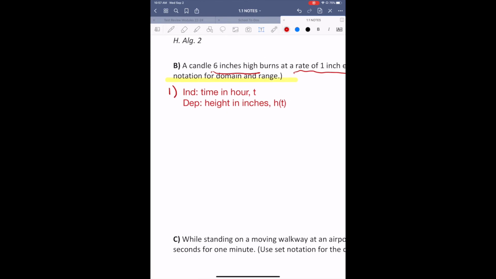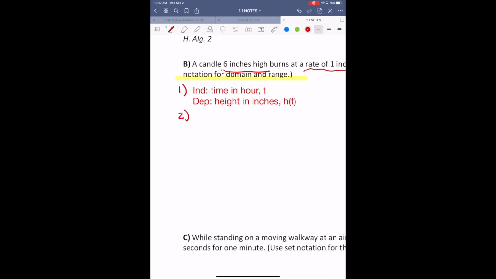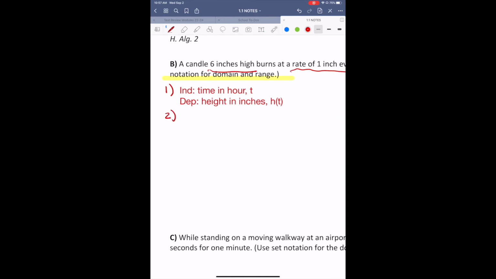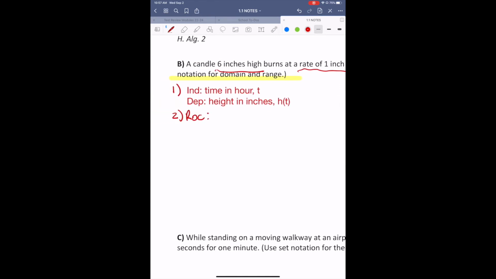Second step is to identify your rate of change. Now, we were told what our rate of change is. It tells us it burns 1 inch every 2 hours. Remember, it is dependent over independent. So height, 1 inch, over time, 2 hours. Okay. Now, in this case, you have to think about, is it a positive slope or a negative slope? We're burning the candle. It's losing height. So in this case, we would have to make our slope or rate of change a negative 1/2. It is losing height. Okay.